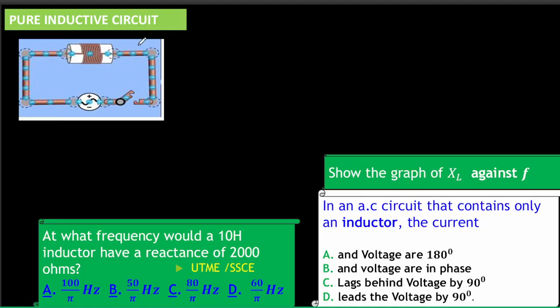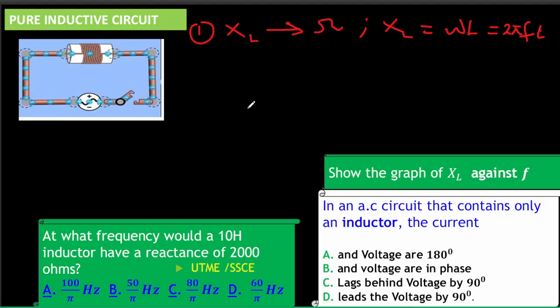For a pure inductive circuit, point number 1: the opposition to the flow of current introduced by the inductor is inductive reactance. The unit is also ohms. Remember, whether reactance, resistance, or impedance, the unit is ohms. The formula is XL equal to omega L. Since omega is 2 pi F, we can write it like this.